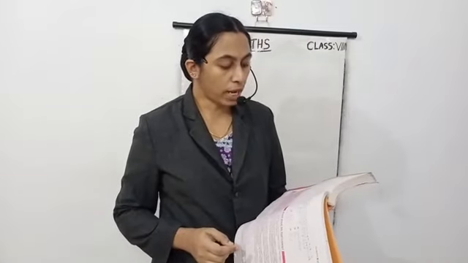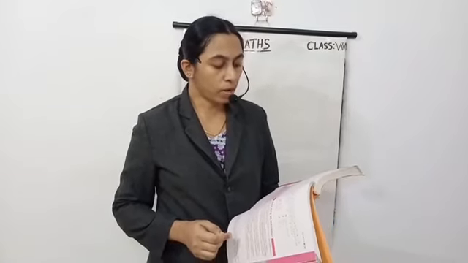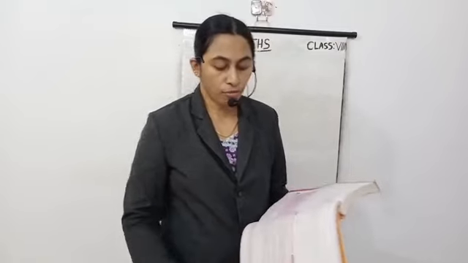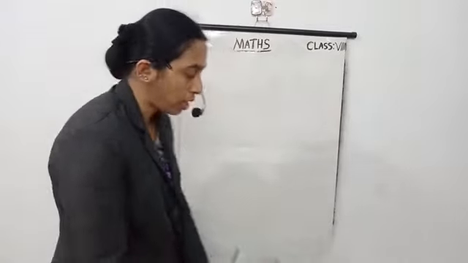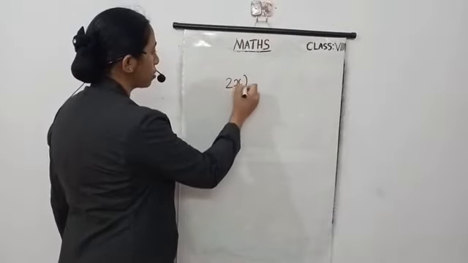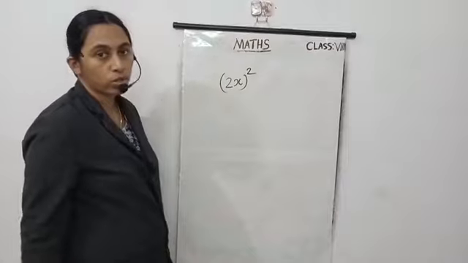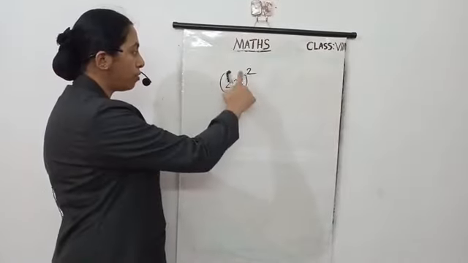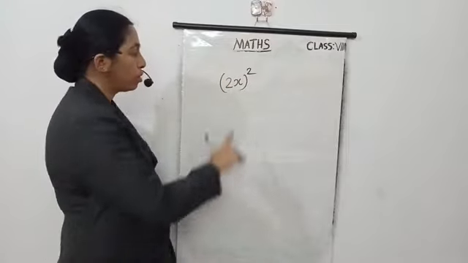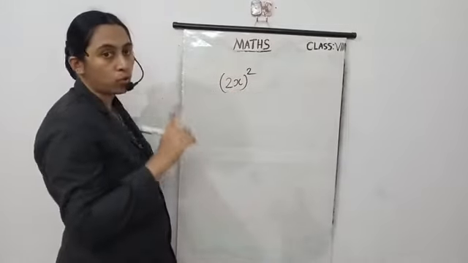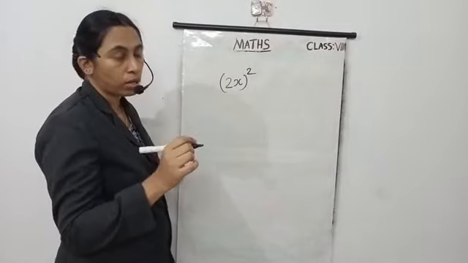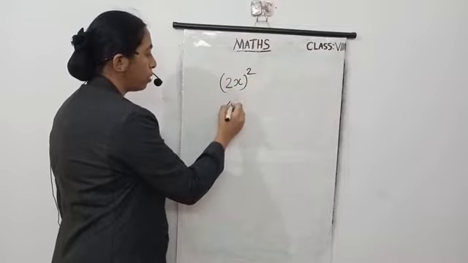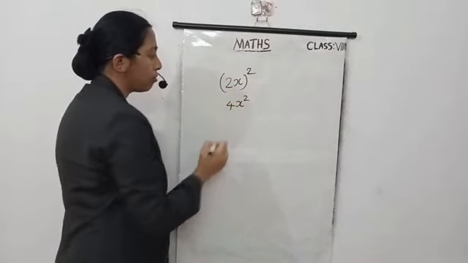Remember, when you square a monomial, the numerical coefficient and each factor has to be squared. If we square a monomial, for example, 2x whole square, this is a monomial, isn't it? One term only. We square this term. So square each part, the numerical term and its variable term also. That is, 2 square is 4 and x square. So this is 4x square.